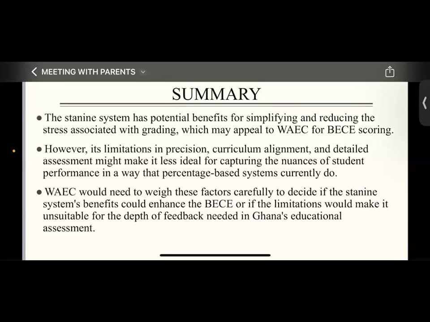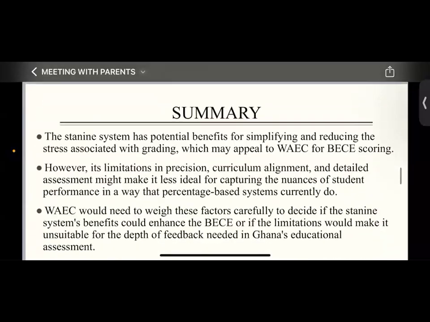Awareness, so to speak, or education, so to speak. But I understand they've been in denial, and it took Africa Education Watch, I think one NGO, to probe into it and identify the trend of analysis before WAEC came in to admit that yes, the Stanine has now kicked into full gear. So WAEC would need to weigh these factors carefully to decide if the Stanine system's benefits could enhance the BECE, or if the limitations would make it unsuitable for the depth of feedback needed in Ghana's educational assessment.